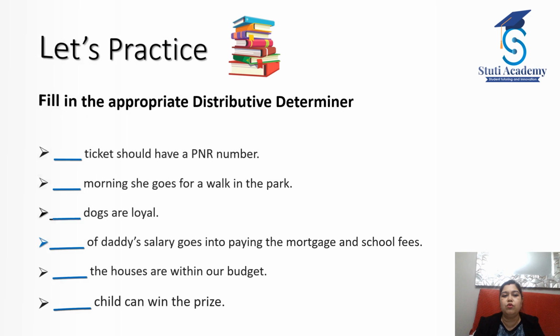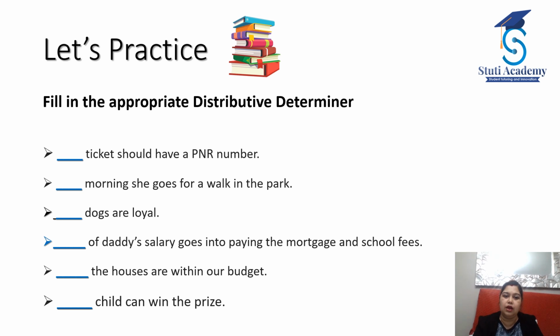Now let's look at the practice questions. Dash ticket should have a PNR number. Dash morning she goes for a walk in the park. Dash dogs are loyal. Dash of daddy's salary goes into paying mortgage and school fees. Dash the houses are within our budget. Dash child can win the prize. Now tell me the answers.